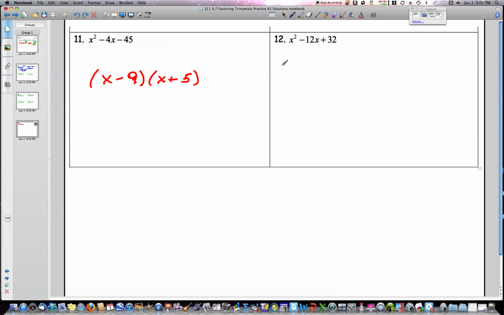And last but not least, negative 8 times negative 4 is 32. Negative 8 plus negative 4 is negative 12. So the solution to 12 is x minus 4 times x minus 8. Like that. A little bit strange looking, but there's our solution.